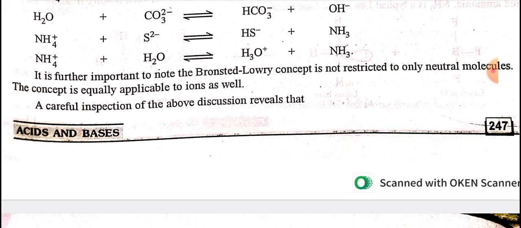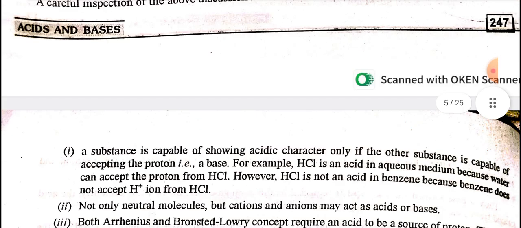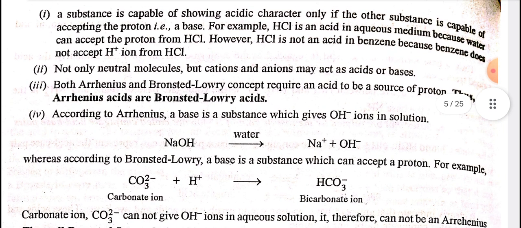It is further important to note that the Bronsted-Lowry concept is not restricted to only neutral molecules. The concept is equally applicable to ions as well. A careful inspection of the above discussion reveals that a substance is capable of showing acidic character only if the other substance is capable of accepting a proton, that is, the base. For example, HCl is an acid in aqueous medium because water can accept the proton from HCl. However, HCl is not an acid in benzene because benzene doesn't accept H plus from HCl.